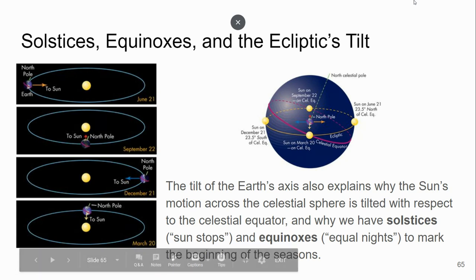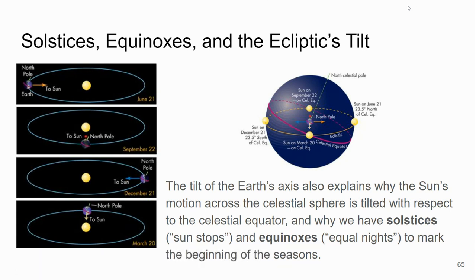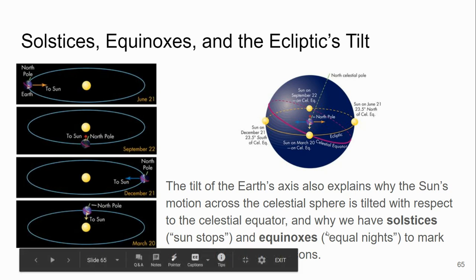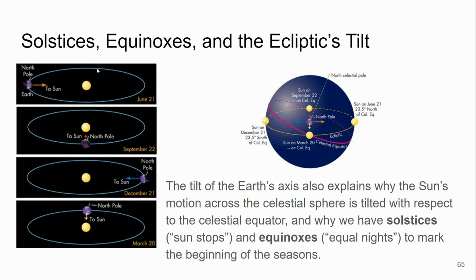So here we're talking about solstices, equinoxes, and the ecliptic's tilt. So the fact that the Earth's axis is tilted relative to the plane of its orbit is what gives us the seasons and what leads to the solstices or sunstops and the equinoxes, which means equal nights. So let's look at this top picture right here. This is the plane of the Earth's orbit. So think of a geometrical plane extending out in all directions. And the axis of the Earth's rotation is not perpendicular to that plane.